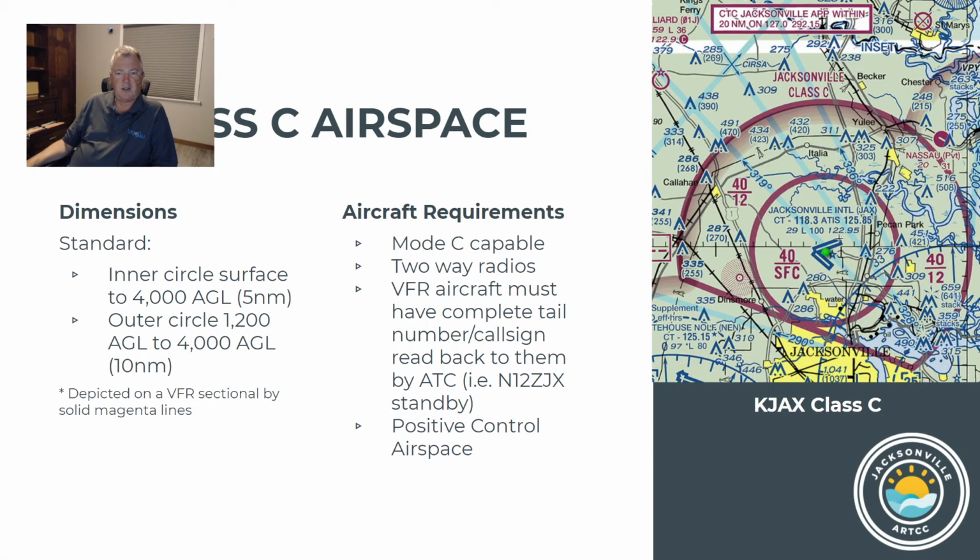Okay, Class Charlies. So again, you see you have the inner circle. This is where you're going to be doing most of your work, and you'll notice that the outer circle is cut off here. This is why you have to look at the VFR sectionals to see where the airspaces are. So the Class Charlie, again, you need to be Mode C capable when you're inside the Class Charlie. So you've got to have it on and squawking in some sort of code.